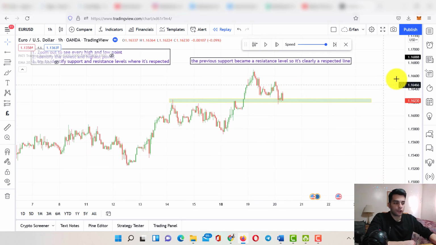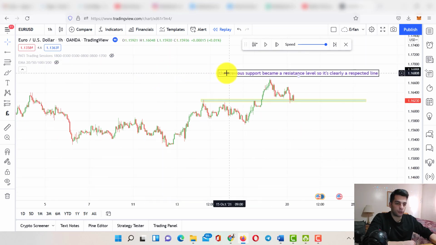There's also another way that you can identify support and resistance levels, which is using the 50 EMA.